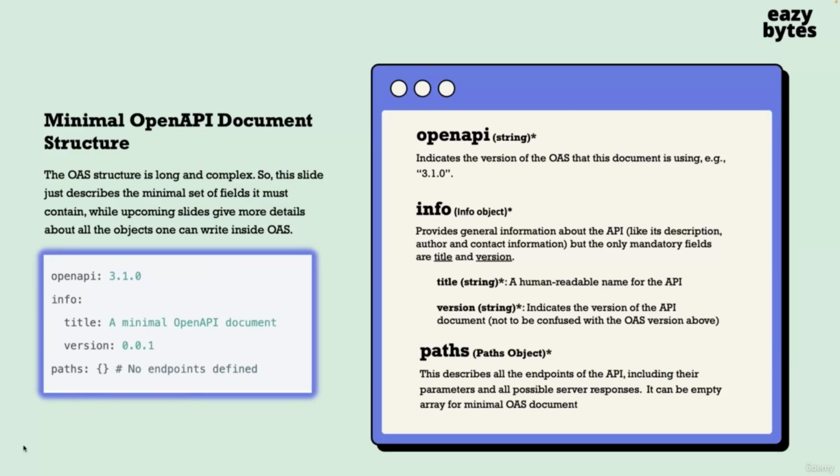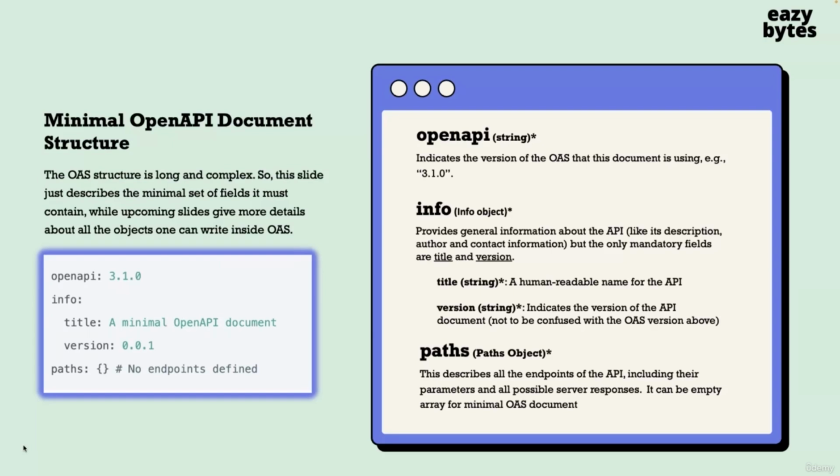On the right hand side, I have also given a brief introduction of the purpose of each of these elements. OpenAPI is the very first root element that you need to mention, and this is a mandatory element. You can't skip that. Anytime you write an OpenAPI specification document, this is the first element that you need to write. Against this OpenAPI key, you need to mention the version of the OpenAPI that you are using. As of now, 3.1.0 is one of the versions of the OpenAPI, so you can define that.